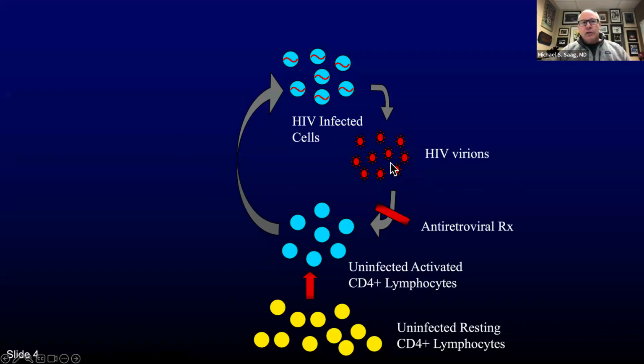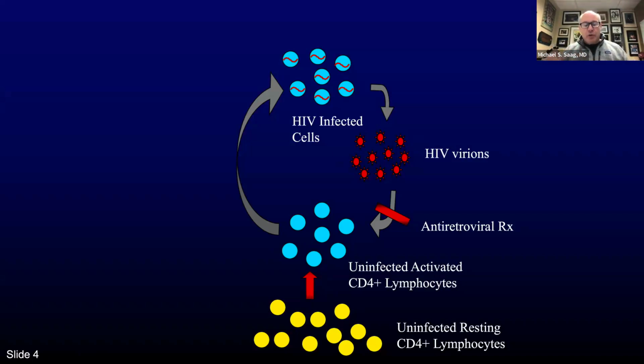And what we've learned over the years is that these viruses, these HIV virions, are the culprits that are causing immune suppression. We always focus on CD4 lymphocyte counts. That's just a marker. That's not the pathogenesis. The pathogenesis is really from these HIV virions binding up, mucking up the works and the function of CD4 cells. And that's what causes the immune deficiency.